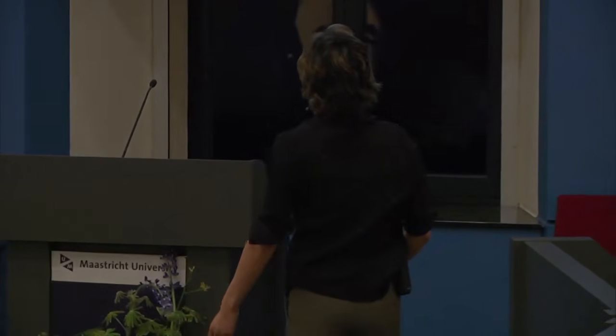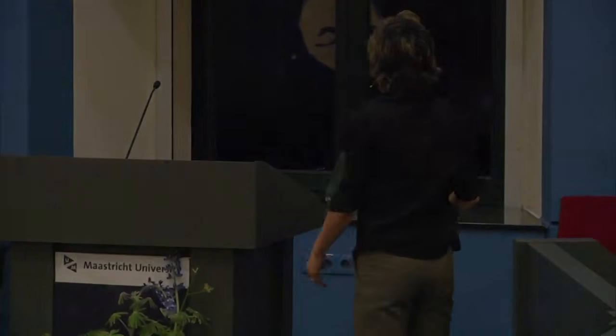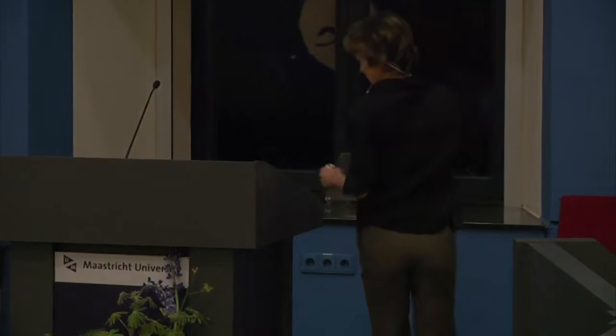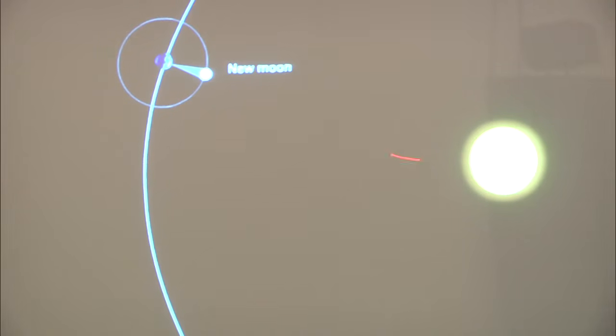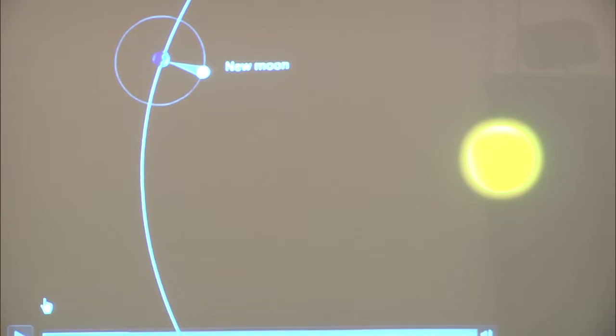And the same is true whether you are looking at the month. So if you're looking at the definition of a month, it also has two definitions. It has, when it's sitting between the Earth and the Sun, you get a new moon.